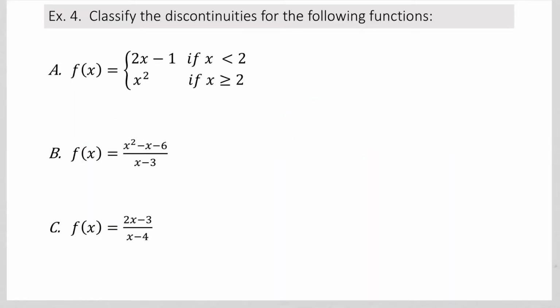So in this example, we're just classifying the discontinuities. We want to determine which of the 3 types we have. So with this first piecewise defined function, it's likely that we have a jump discontinuity if the left-hand limit and the right-hand limit are not the same value at x is equal to 2. So let's check that. So the limit as x approaches 2 from the left, so we're talking about x values being less than 2. This polynomial over here is the part of the function we're looking at. So that means we can just go ahead and evaluate the polynomial at x is equal to 2.